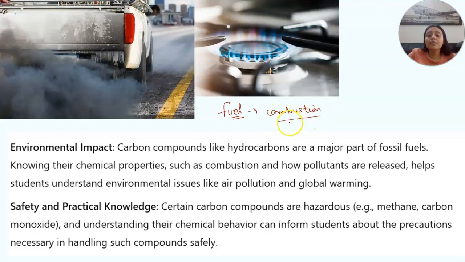Now what do you mean by combustion? Combustion is actually the first chemical property of carbon compounds. Combustion is like burning the carbon. Sometimes the complete burning of carbon leads to eco-friendly flames that are blue in color. And sometimes carbon goes through incomplete combustion, which results in yellow-orange flames and leads to pollution. That is what we refer to as incomplete combustion of carbon.